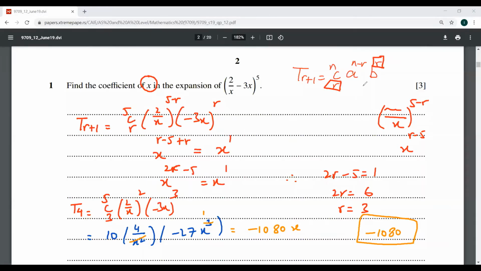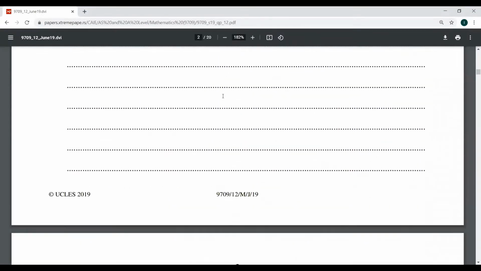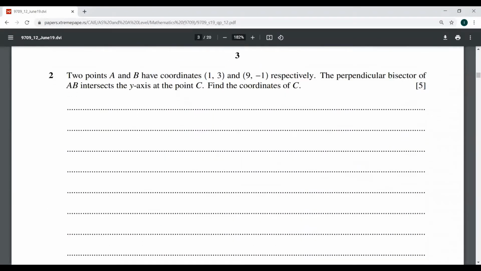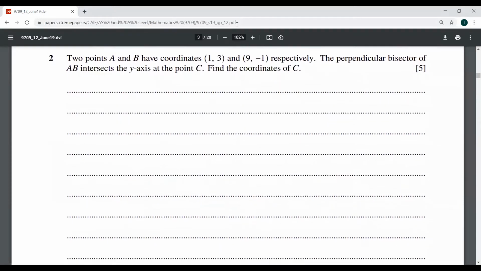I'll move on to the next question then. I have to clear all of this, okay? Let's go on to the next question now. So the second question. So the first question was from binomial expansion. Okay, it says 2 points A and B have coordinates this and this. The perpendicular bisector of AB intersects the y-axis at the point C. Find the coordinates of C. So clearly a question from the coordinate geometry, okay?